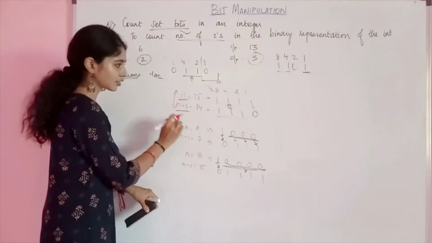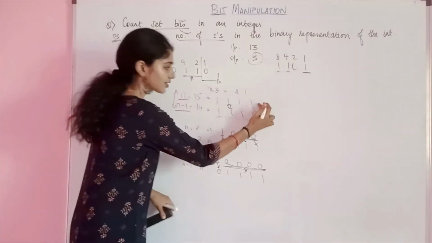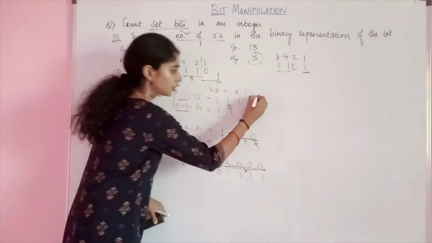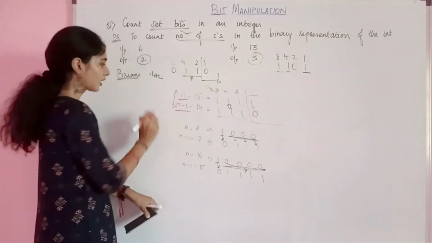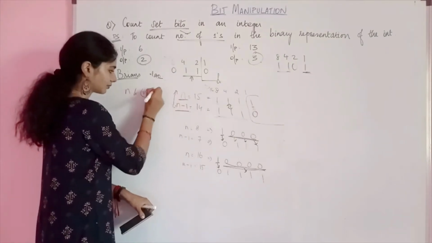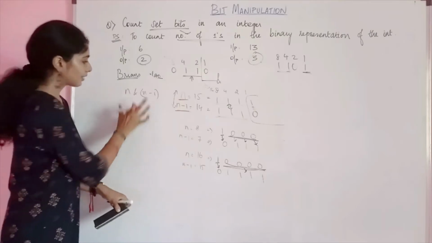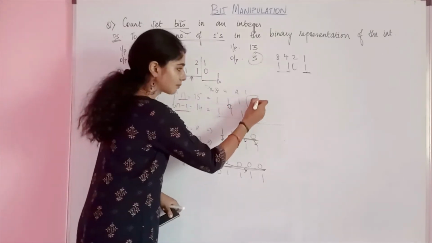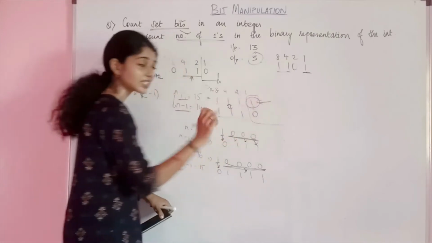Alright, so n and n minus 1, what is happening? The rightmost set bit is swapped along with every other bit towards its right. Okay. Now, what happens if I do n and n minus 1? Can you guess? If I do n and n minus 1, the rightmost set bit will get unset.